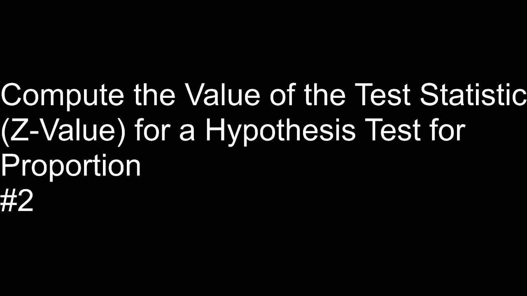This video is on the objective: compute the value of the test statistic, or the z-value or z-score, for a hypothesis test for a proportion, a population proportion. And this is number 2. Hopefully you've seen the first video related to this objective. So this one I'm going to go through a little more quickly. Again, I'm assuming you've seen the first one. This is a pretty similar kind of problem. So let's take a look.